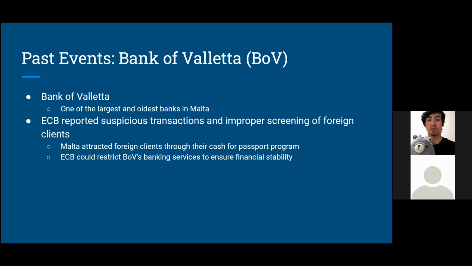And as a major player in the economy in Malta, these allegations could seriously and negatively impact the whole country because the ECB stated that it could restrict the BOV's banking service to ensure financial stability if proper measures weren't taken by the bank. And so the next step would be revoking a bank's license if they don't end up fixing these issues, which is the most extreme action the ECB can take.